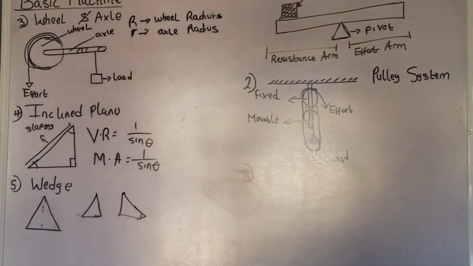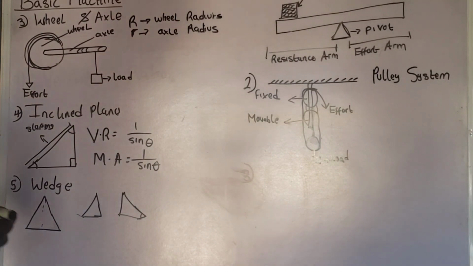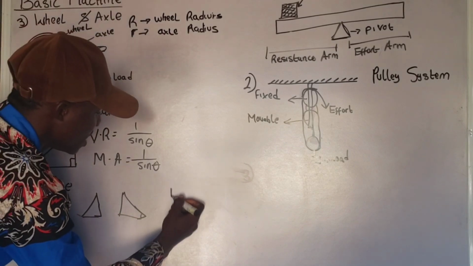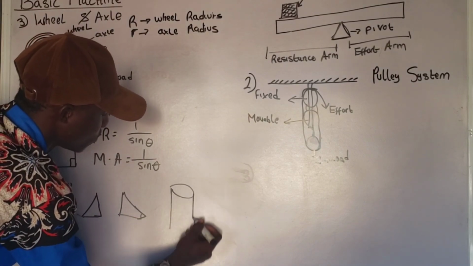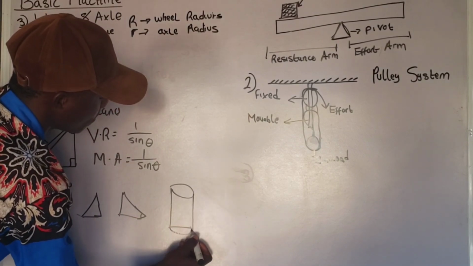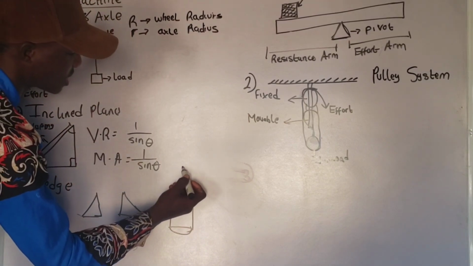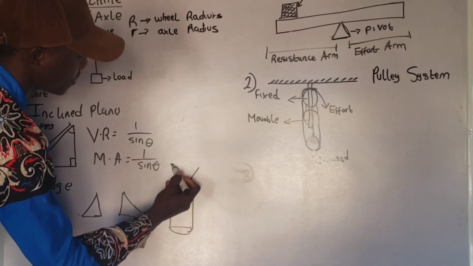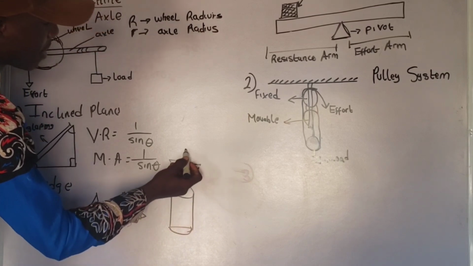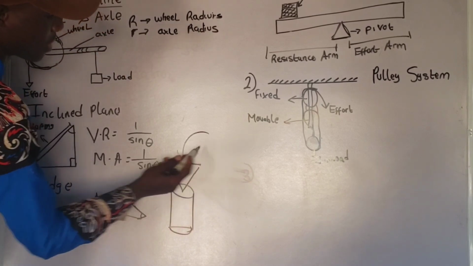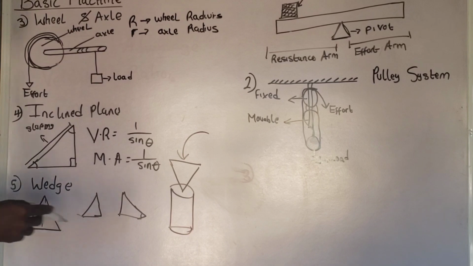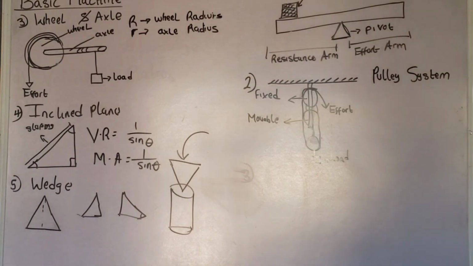The wedge is forced into an object to drive them apart. For example, let's say we have a block of wood, and I want to cut this wood into two. I can use a wedge. Depending on the shape of the wood, I can use the wedge. I will just have to apply a hammer at the head. Then this block will split into two. That is one of the importance of the wedge.